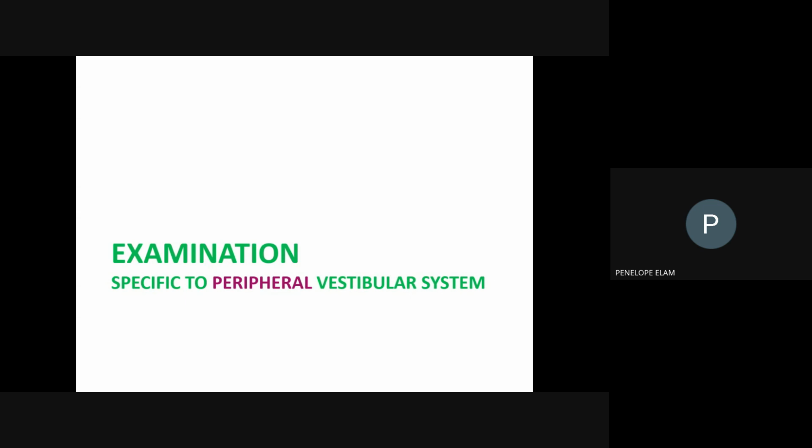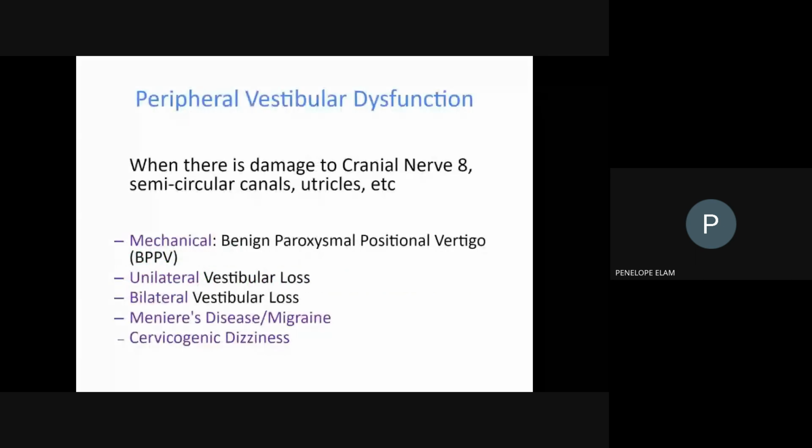Okay, so in this presentation, we're going to talk a little bit more about examinations specific to the peripheral vestibular system. In particular, we're going to be spending most of our time on benign paroxysmal positional vertigo, or BPPV. But just to clarify, there are multiple different types of peripheral vestibular dysfunctions. BPPV happens to just be one of them.